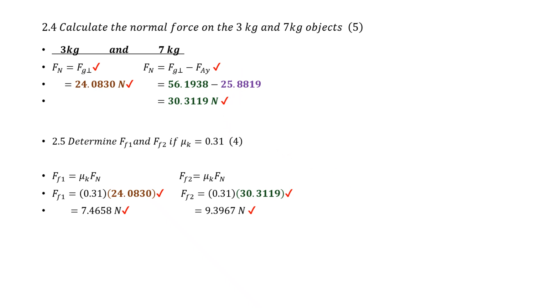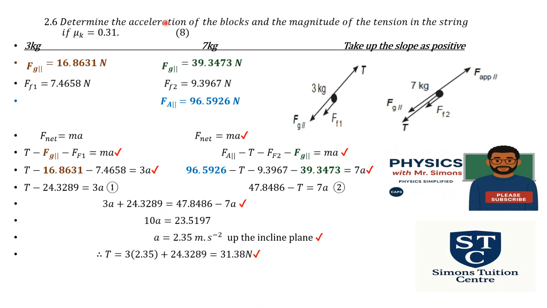Right, if we go to the last problem. The key is, all these things we've done are to answer this question. 2.6 says, determine the acceleration of the blocks and the magnitude of the tension in the string if mu k equals 0,31 for 8 marks. So we look at the drawings for the 3 and the 7 kgs.